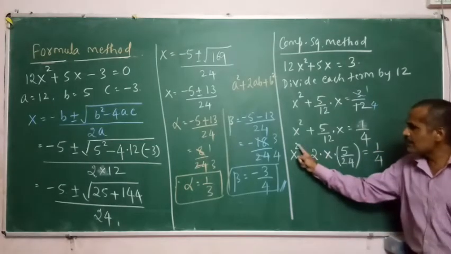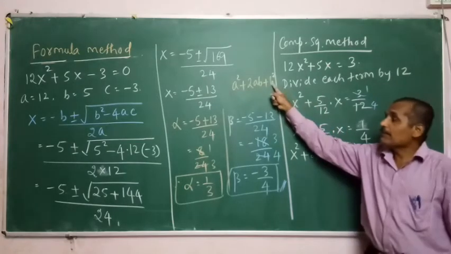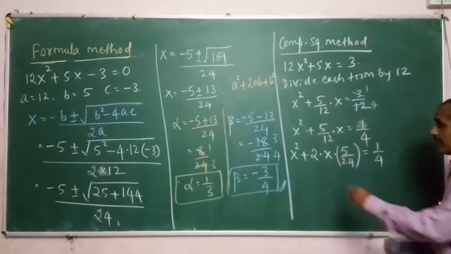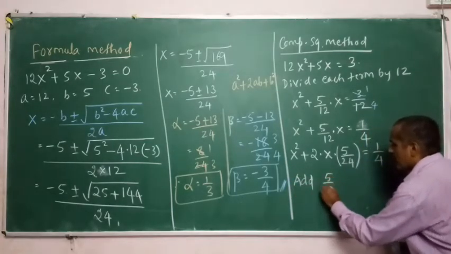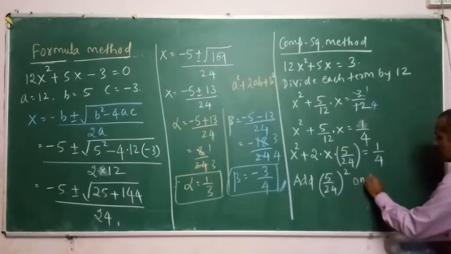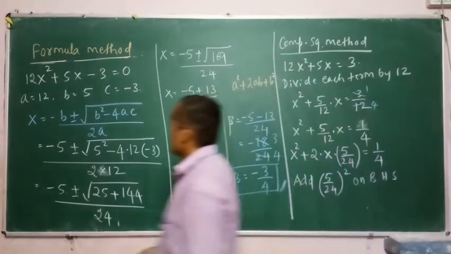Now what did I get? A square plus 2ab. I got a b square term. That means 5 by 24 the whole square. And 5 by 24 the whole square I have to add on both hand sides.